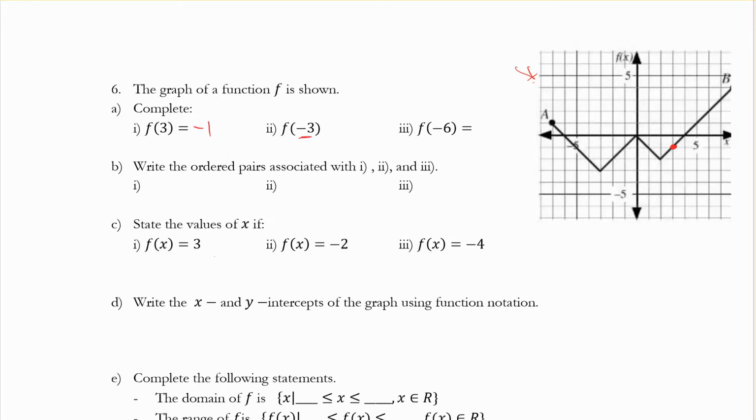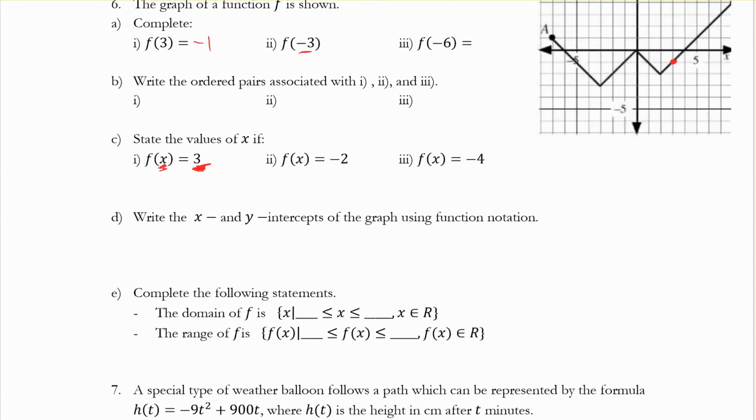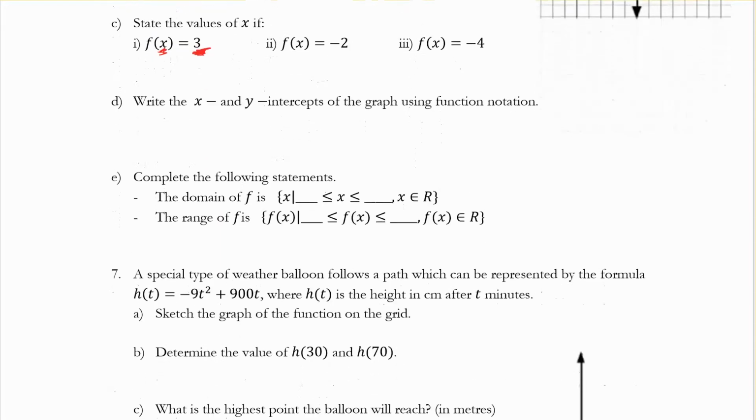State the values of x if... so now we're just going the opposite direction. Now we know what the y value is, right? What the function value is. What's x equal to? So we've done this before in other lessons. We're writing it now in this function notation. Write the x and y intercepts of the graph using function notation. So I'll let you guys figure that one out.